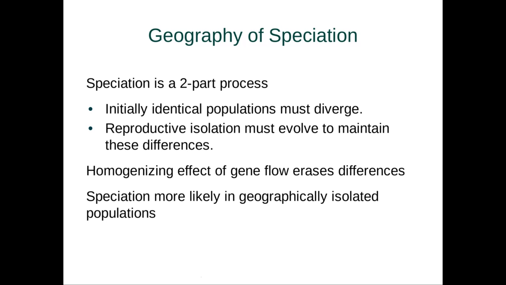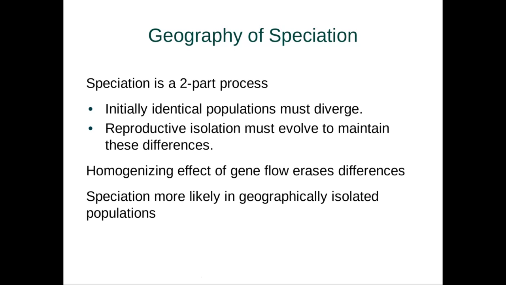Now, geography also plays a really large role in speciation. And speciation is in itself a 2-part process. The first, identical populations have to diverge in some way. Right? You can't have a new species form, typically speaking, if they're not diverged, either ecologically or via space. They have to be separated some way, whether it's by their behavior or their ecology or by physical space. And then for 2 species to exist, reproductive isolation has to evolve to maintain those differences.